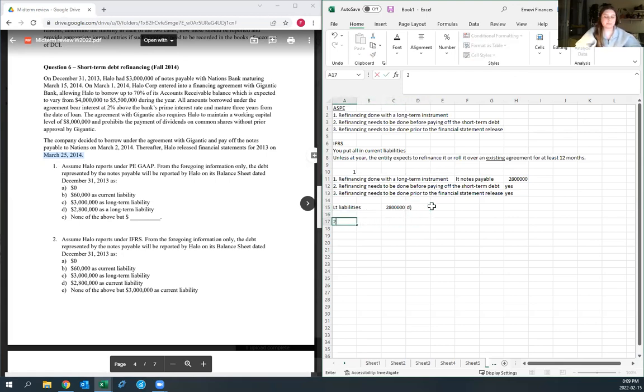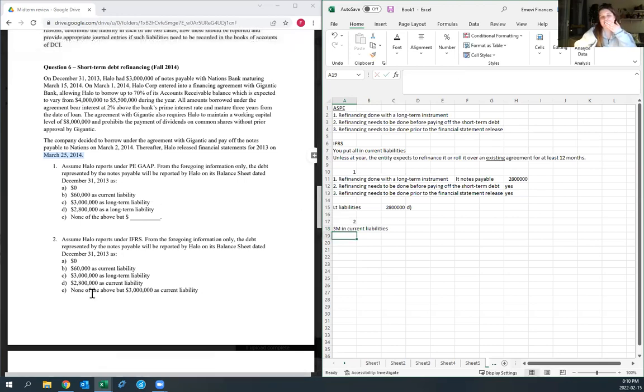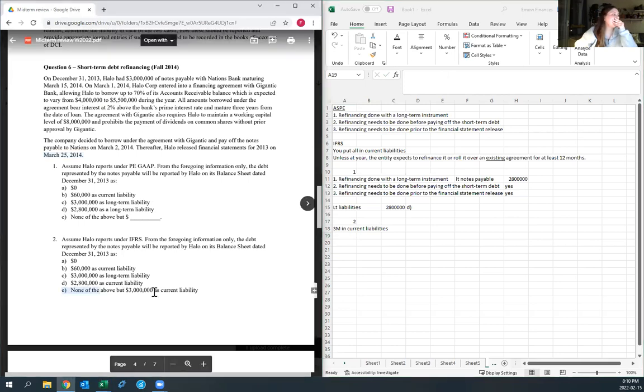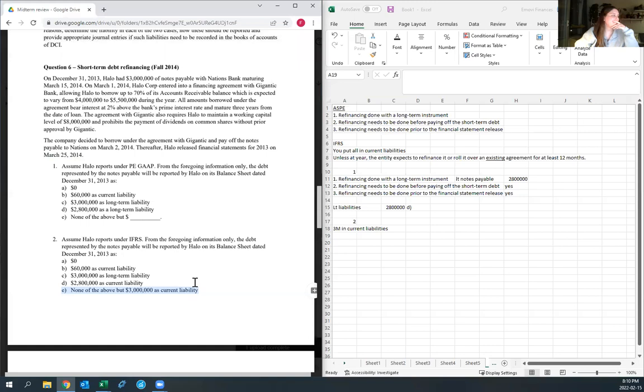For IFRS, same question. So do they say that on December 31st, 2013, they expect to refinance it or roll over an existing agreement for at least 12 months? I haven't seen that. So the 3 million is going to be all in your current liabilities. And it's answer, I put the answer in the question. Whoops. Well, it's E. So you have the answer there.